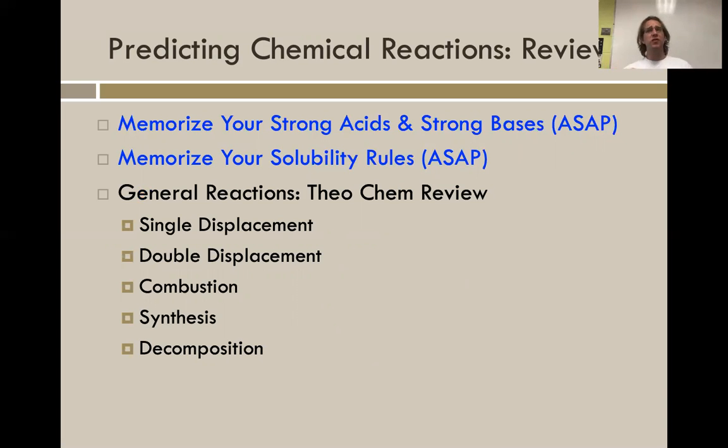Then just a little bit of general review for some of our general reaction archetypes. Single displacement, that was one element and one compound. This is Chem 1 review, one element, one compound, switching parts to make one new element and one new compound. Double displacement is two compounds switching out to make two new compounds. Combustion is taking a hydrocarbon in the presence of oxygen, burning it to make CO2 and water. Synthesis, you take your separate parts and you smush them together to make one new thing. Decomposition, you take one big thing and you break it apart into its smaller pieces.